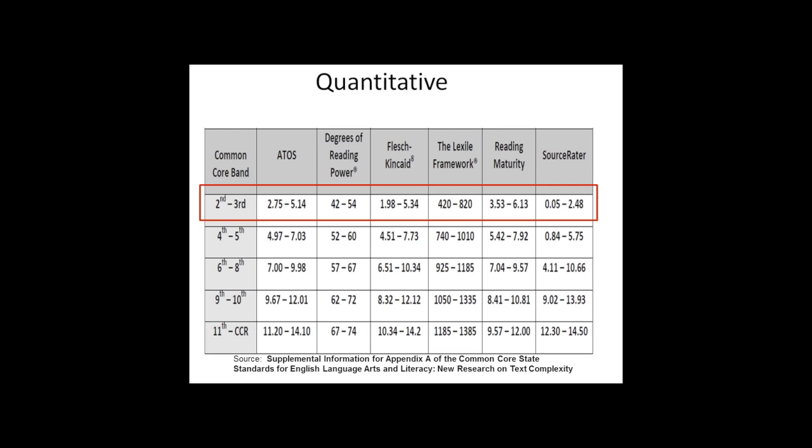And so if we look at, for example, the second and third grade band, and we look at the ATOS readability level, you can see that the expectation is that students at the end of third grade would be reading at a fifth grade reading level. Now, ordinarily you would expect kids at the end of third grade to be reading at a fourth grade reading level, and you can see that this has stepped up a grade level, as it is in fifth grade, 8th grade, and 10th grade.